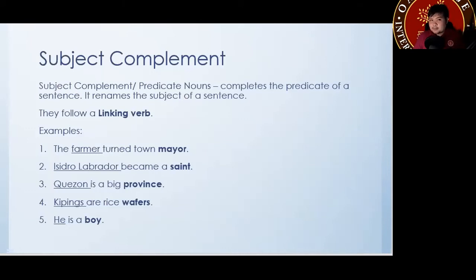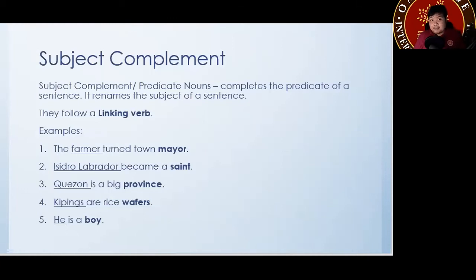He is a boy. Okay. Boy is the subject complement. It's the predicate noun. He is a boy. Okay. You can even interchange them. Boy is he. The town mayor is the farmer. Okay. A saint is Isidro Labrador. A big province is Quezon.